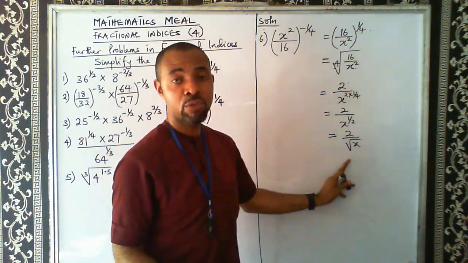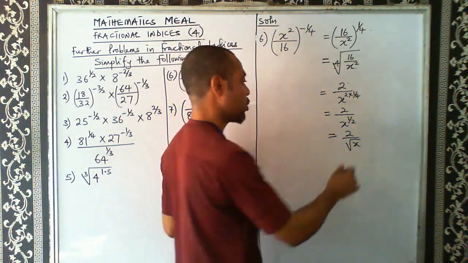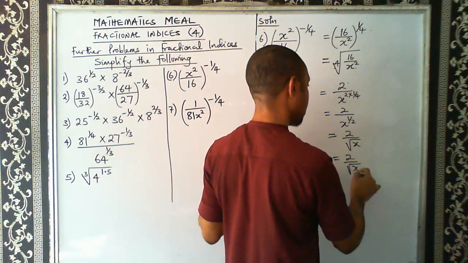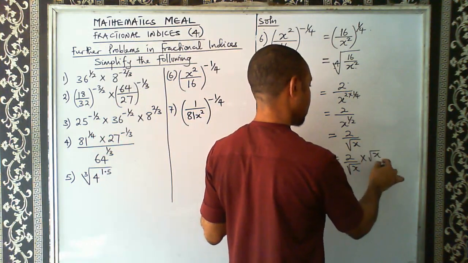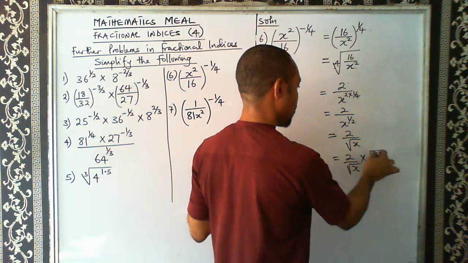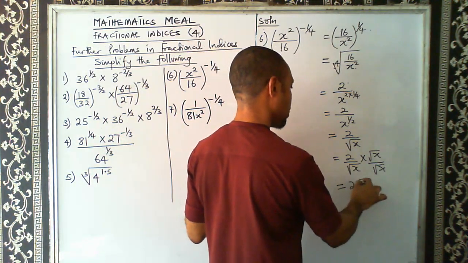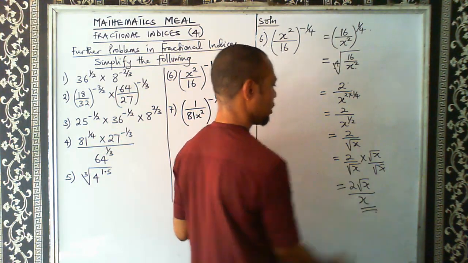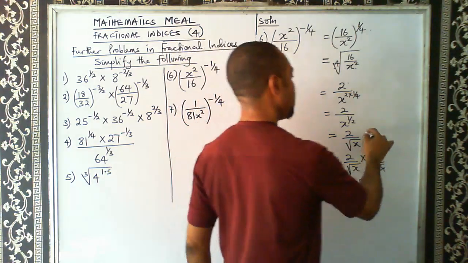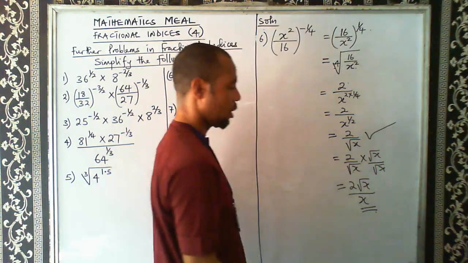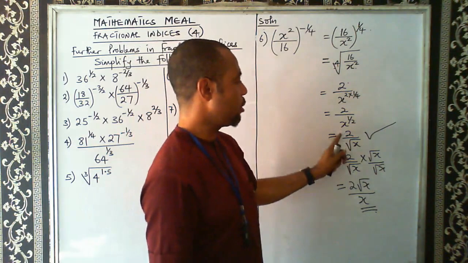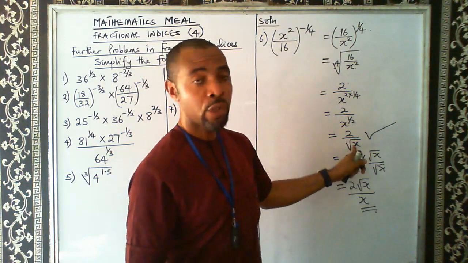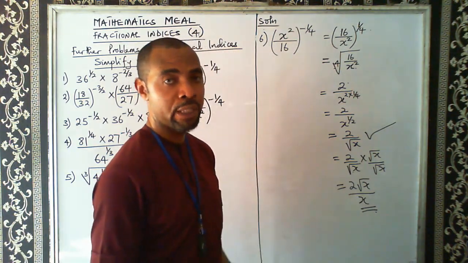Now, in sort, we cannot leave the answer like this, so we need to rationalize. So if we rationalize 2 over square root of x times square root of x over square root of x, if we multiply this, we have 2 root x over x. When square root of x multiplies itself, we are left with x. So if it is an OBJ question and you see this option, it is okay. But if it's not an OBJ question, you may be required to solve further, because we don't normally leave the radical as the denominator of a fraction.